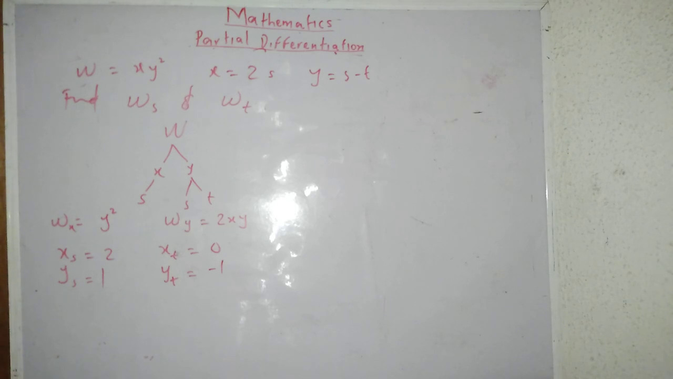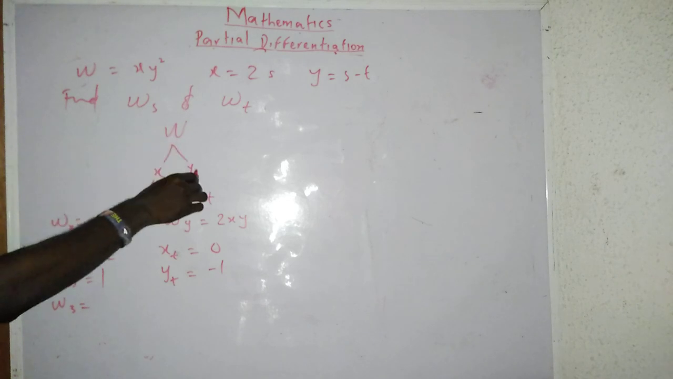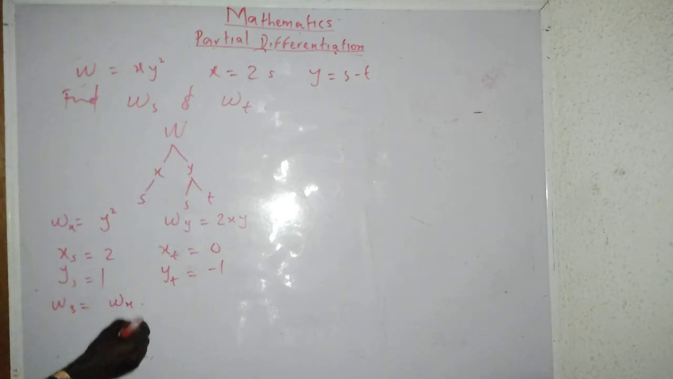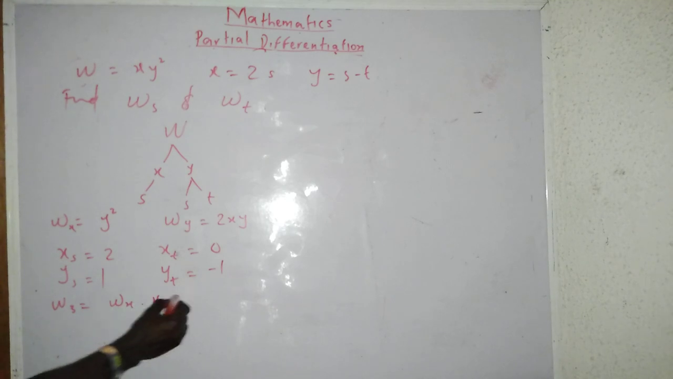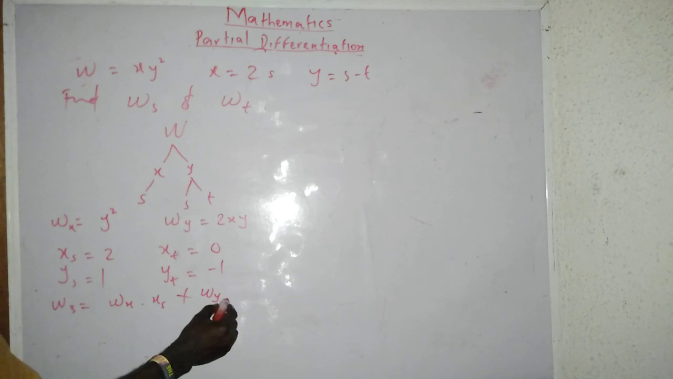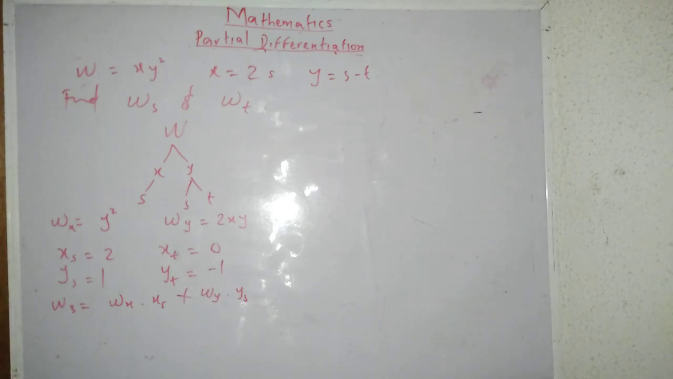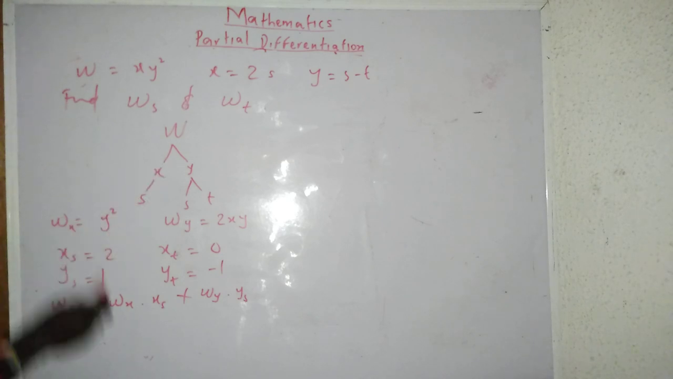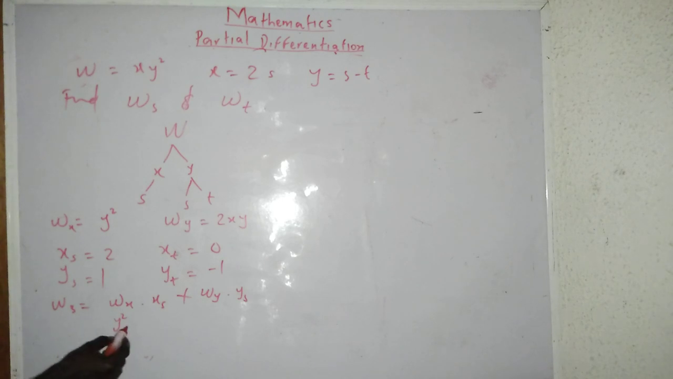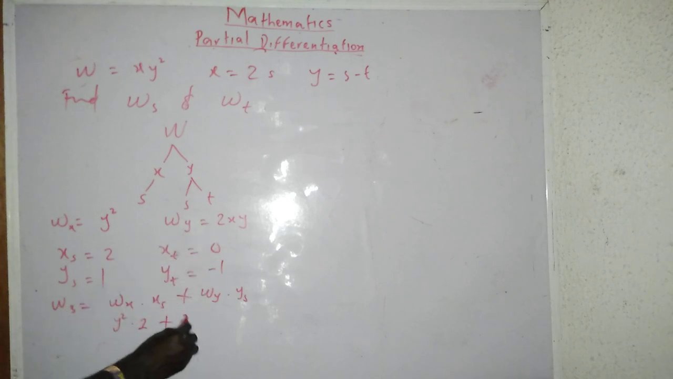Now, by solving this, I will now generate my what? It means u of s, what is my u of s? It means I work like this, and like this. It means u of x dot x of s plus u of y dot y of s, which I will have, what is my u of x? u of x is y squared. Now, dot of x, x of s is 2, plus u of y, I have 2xy. y of s is 1.